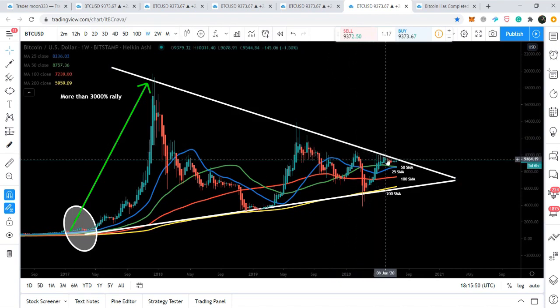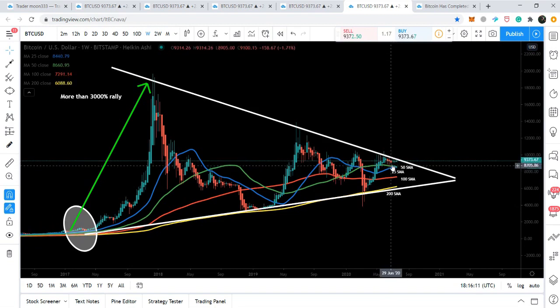And after this rejection, the price action is now again moving up. At this time the price line is moving with the resistance and having the strong supports of the 50, 25, 100 and 200 simple moving averages, and I'm expecting this bull cross between the 25 and 50 simple moving average.